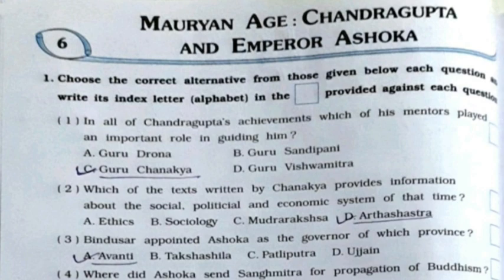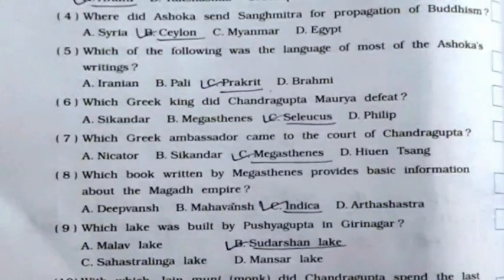Third one, Bindusar appointed Ashoka as the governor of which province? It's option number A, Avanti. Fourth one, where did Ashoka send Sanghamitra for propagation of Buddhism? It's option number B, Ceylon. Fifth one, which of the following was the language of most of the Ashoka's writings? It's option number C, Prakrit.